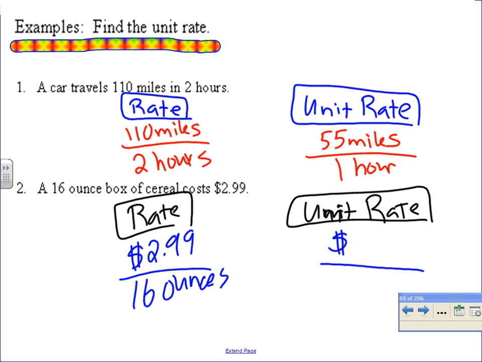Briar? Are you Briar? Briar, did you get 18 cents?